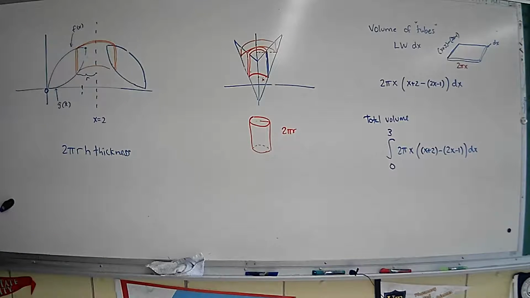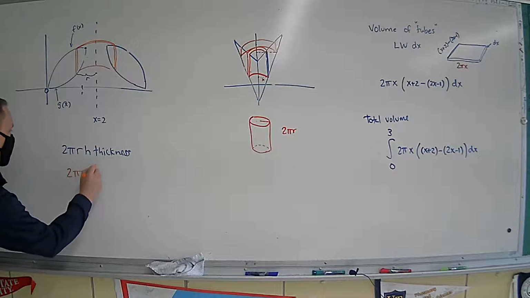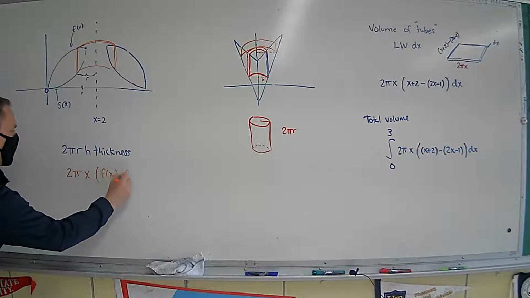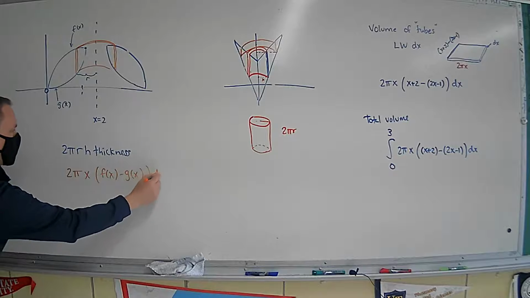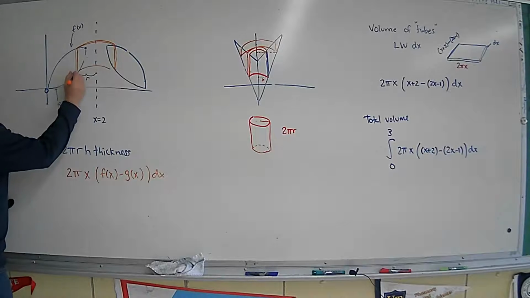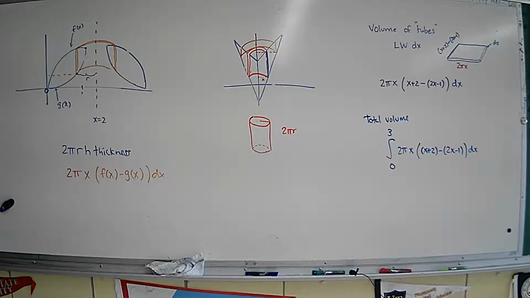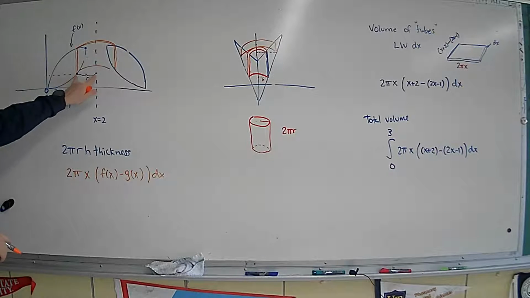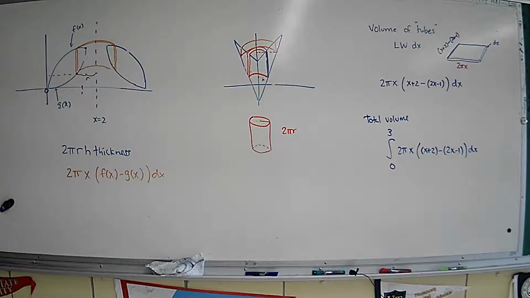So the most common wrong answer is this. And then integrate that from 0 to 1. That's the most common wrong answer. And what's wrong about it is the radius. The radius is not x, because x is that distance right there. And the radius is that distance right there, which is what? 2 minus x.